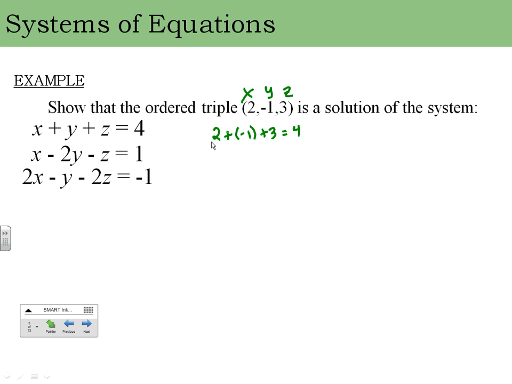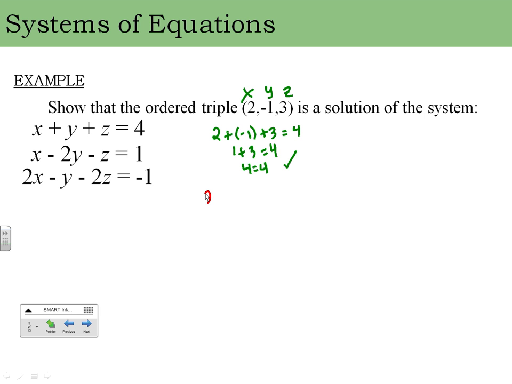Well, 2 minus 1 is 1. So that gives me 1 plus 3 equals 4. And hopefully we're all like, oh yeah, that's 4 equals 4. So for that one, it checks out. But we have to keep going until we either get all the way through our equations or until we get one that doesn't work.